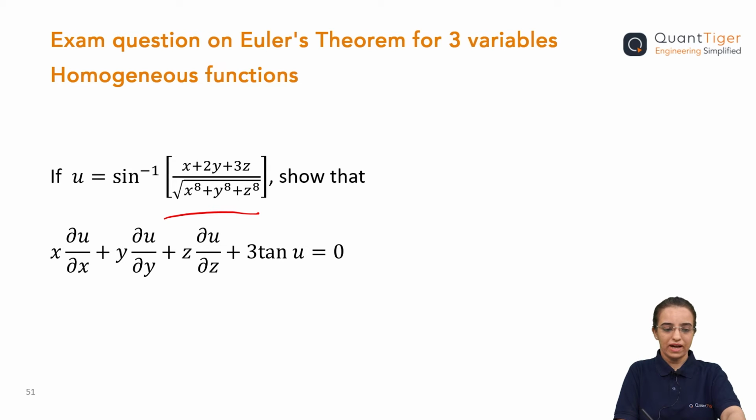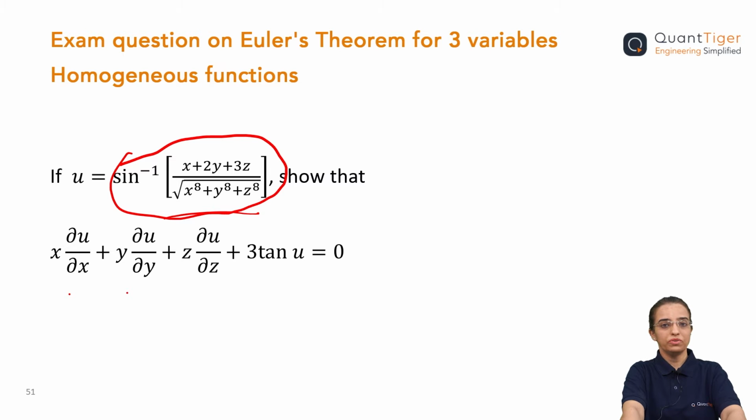The question is: show that x into del u by del x plus y into del u by del y plus z into del u by del z is equal to minus 3 tan u, that is plus 3 tan u is equal to 0. So from the question we can tell that this is a non-homogeneous function. Why? Because the whole thing has come along with the sine inverse. So we cannot say that it's a homogeneous function, but we can convert it into a homogeneous function.